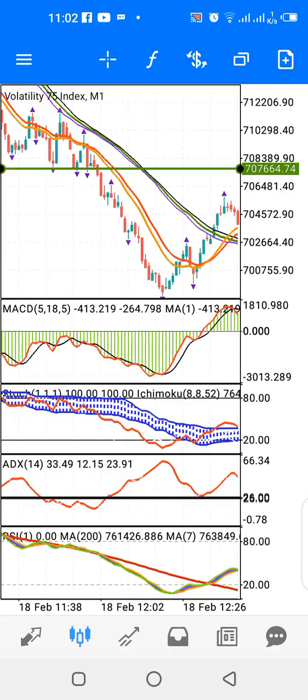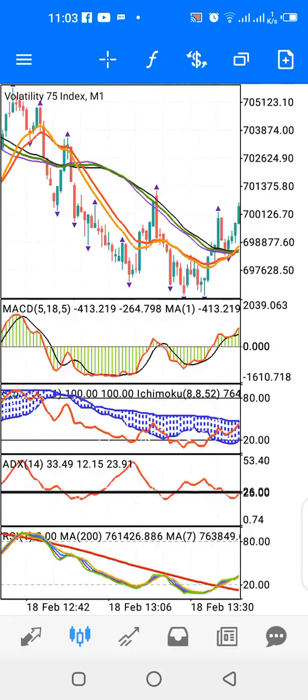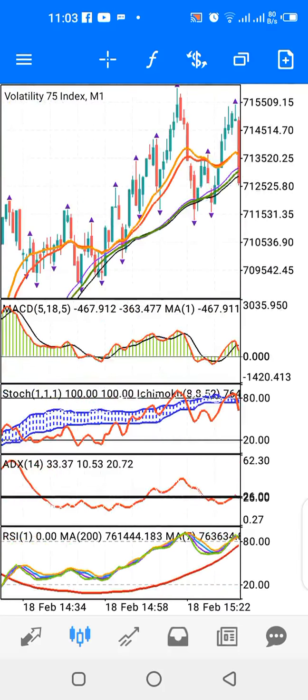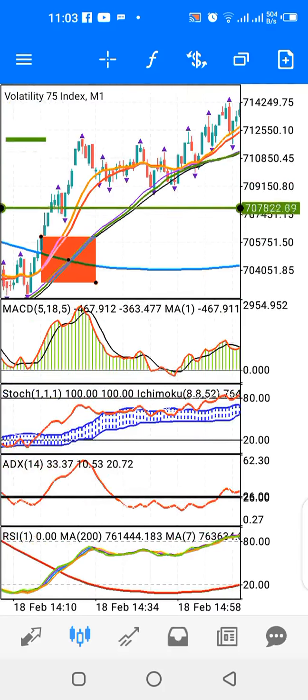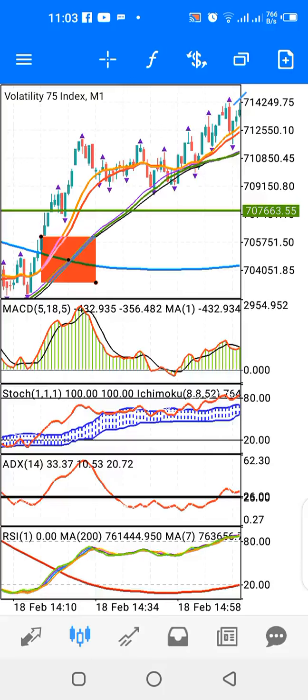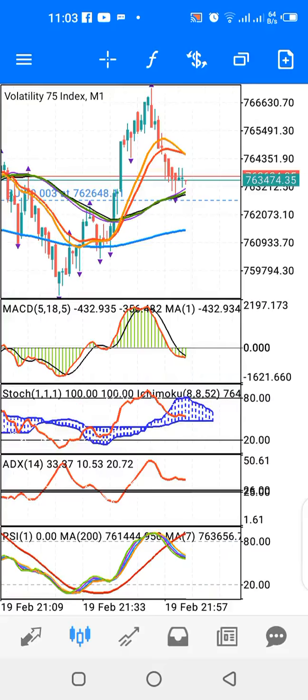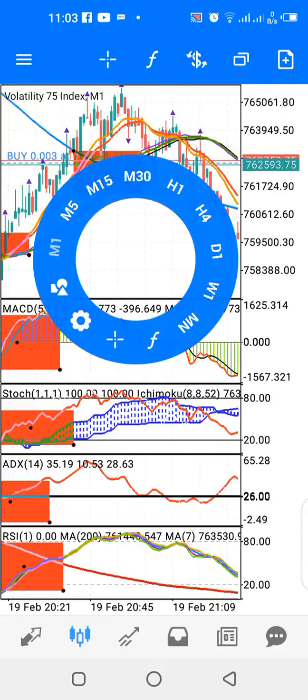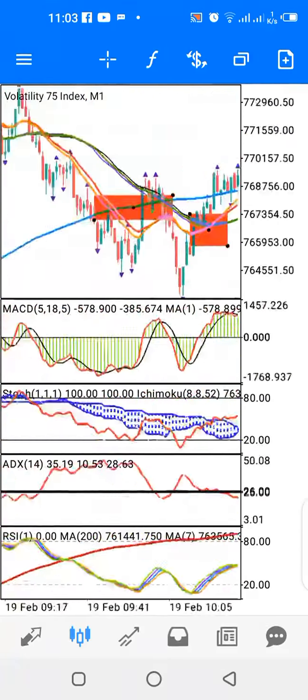Okay, now we have another trend change somewhere around here. This is where we have the other trend change. Assume the line crosses. Just a minute. I want to do some measurement.